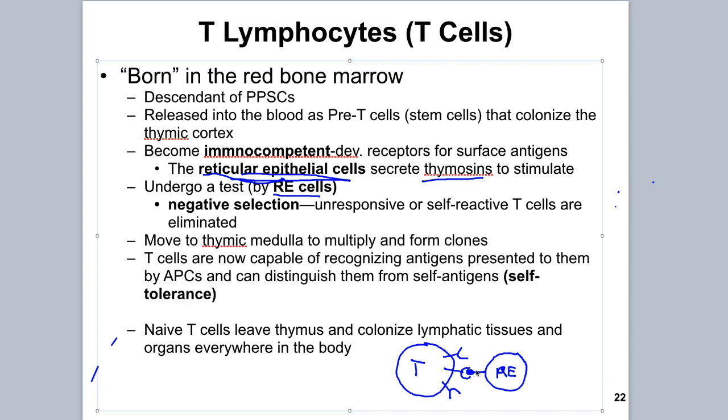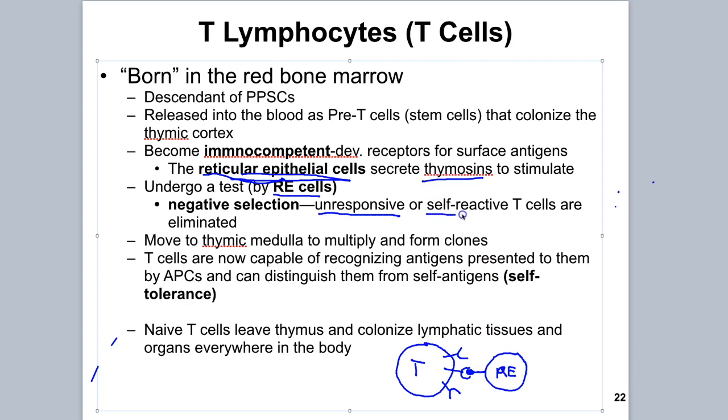And the T cell is supposed to recognize our own host proteins. Okay, so it should be responsive. Any unresponsive T cells are eliminated. They're going to be destroyed. Okay. The T cell should also, not only should it recognize our own host proteins, but it should not react to them. Okay, it should not try to kill the epithelial cell. It should just recognize our own host proteins, but not destroy them.